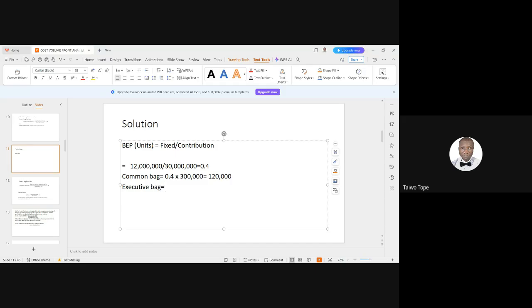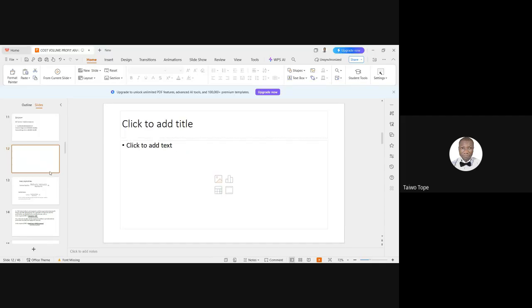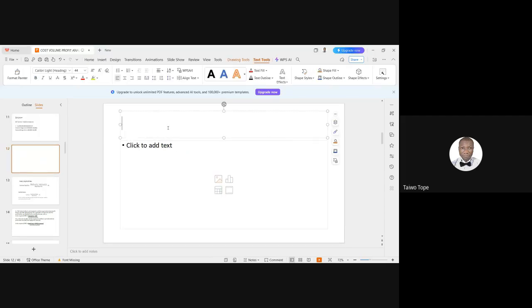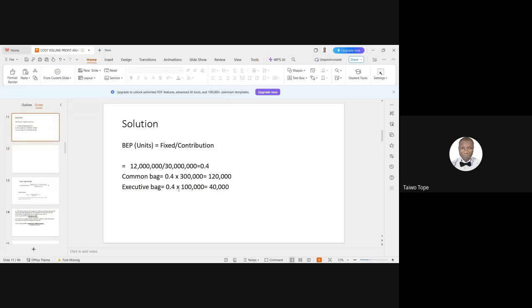For the executive bag, it will be 0.4 multiplied by 100,000, which is 40,000. There was a conversation we had with Timo when you raised a concern about 100,000. That is the 40,000 in units. This is correct.